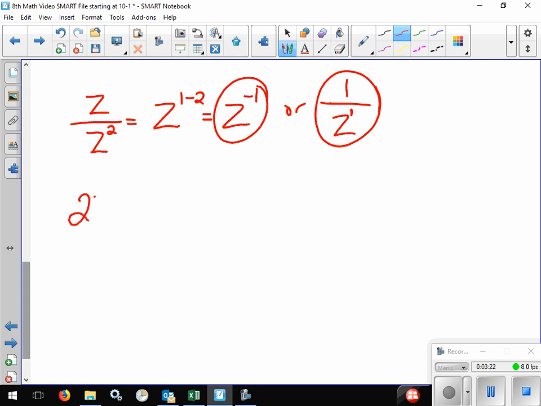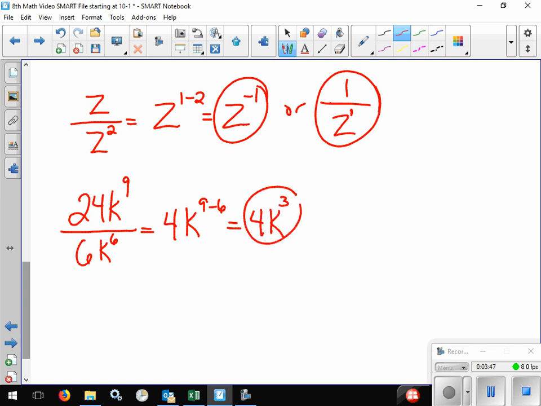But it might bother some other teachers you're going to be learning from, so just be aware. All right, 24k to the 9th over 6k to the 6th. Okay, so first we divide those numbers. 24 divided by 6, those coefficients, the numbers in front. 24 divided by 6 is 4, so we have 4k, and then we have 9 minus 6. What is 9 minus 6? That's 3. So 4k to the 3rd, 4k cubed.